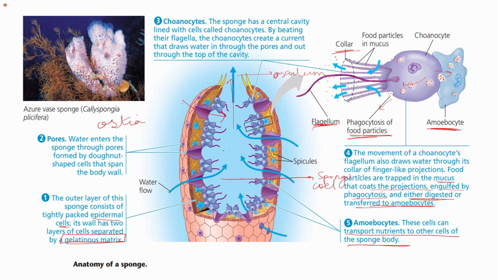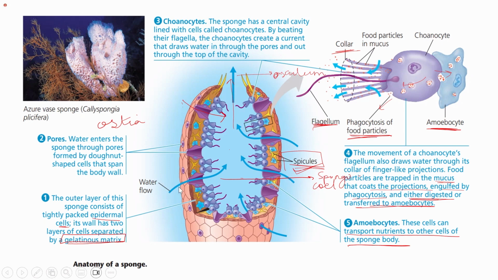Then we have structures that we discussed as spicules. We can see that they are made up of calcium or silica. These calcareous or siliceous spicules or spongin fibers act as the internal skeleton. The presence of these spicules helps in providing structure to these cells, and therefore they act as the skeleton for the sponge. So these are the different structures that are present.